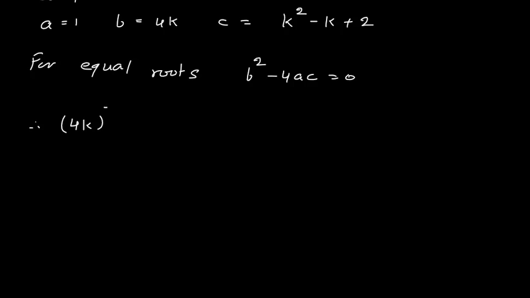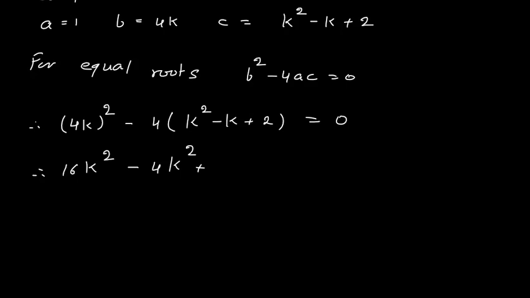So therefore we can say that b is 4k, so (4k) square minus 4 into, here in bracket, k square minus k plus 2, this is equal to 0. Now 4 4s are 16, so this is 16k square minus, we open the bracket, 4k square plus 4k minus 8 is equal to 0. So 16k square minus 4k square is 12k square. So I will write 12k square plus 4k minus 8 is equal to 0.